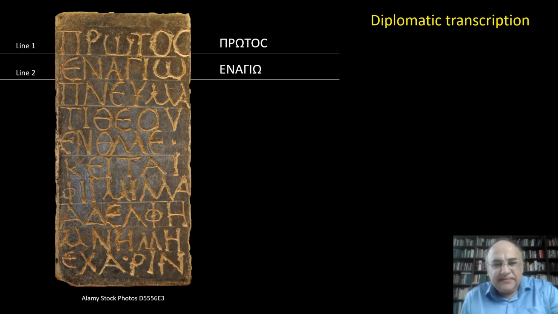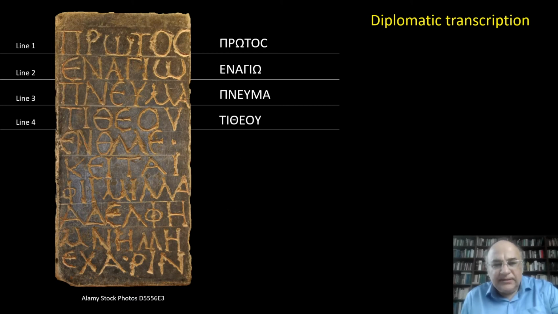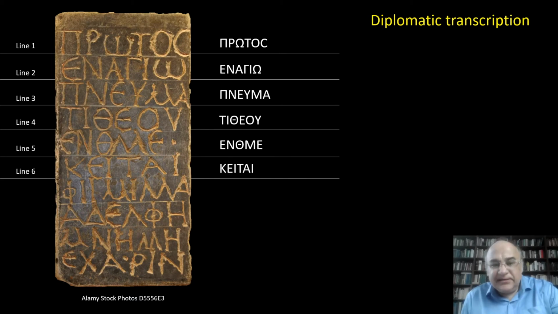In the second, Epsilon, Nu, Alpha, Gamma, Iota, Omega. Line 3, Pi, Nu, Epsilon, Upsilon, Mu, Alpha. Line 4, Tau, Iota, Theta, Epsilon, Omicron, Upsilon. Line 5, Epsilon, Nu, Theta, Mu, Epsilon. Line 6, Kappa, Epsilon, Iota, Tau, Alpha, Iota.